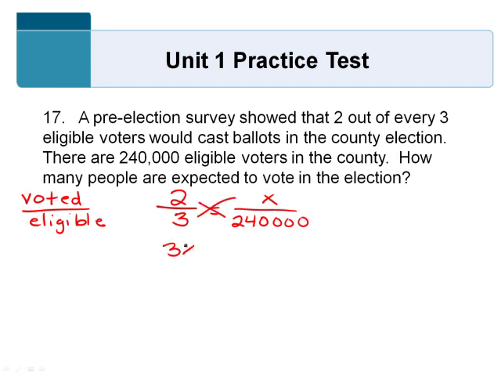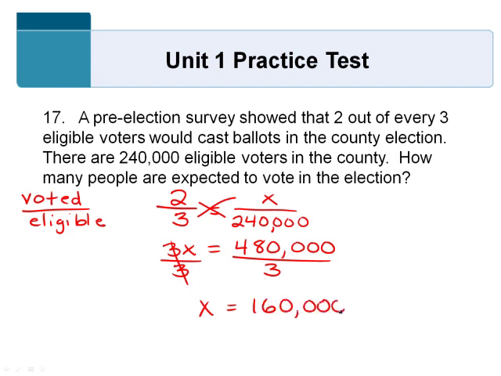We have 3x equals, when you multiply 2 times 240,000, you get 480,000. And then you have to divide by 3 on both sides. So we get x equals 160,000 people. And that's who they would expect, 160,000 people to vote. Okay?